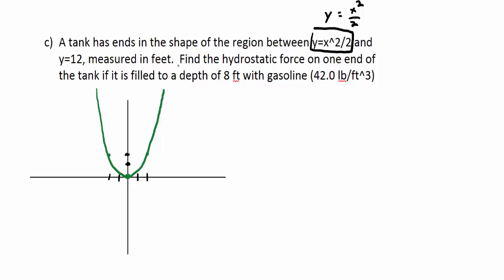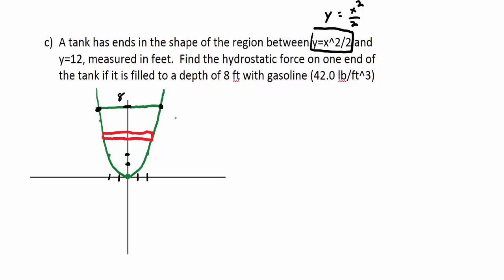Let's see, where is it? It goes to a height of 12, but I don't even think I care about that because it's only filled to a depth of 8 feet. So I want to cut it off for the sake of argument. Let's say this is at a height of 8. Okay, that's where I'm going to cut it off. I don't even know if I'm going to need these intersection points. So let me just draw my representative rectangle, like so.